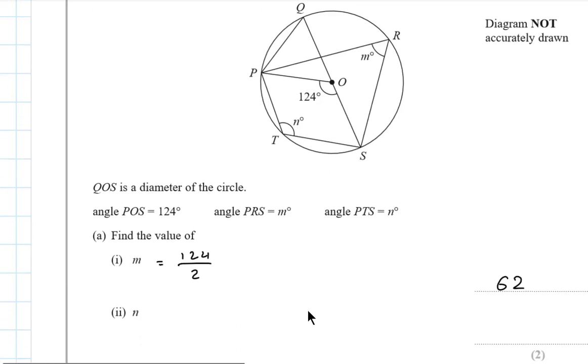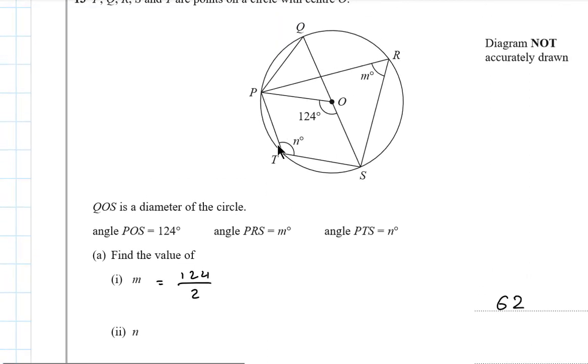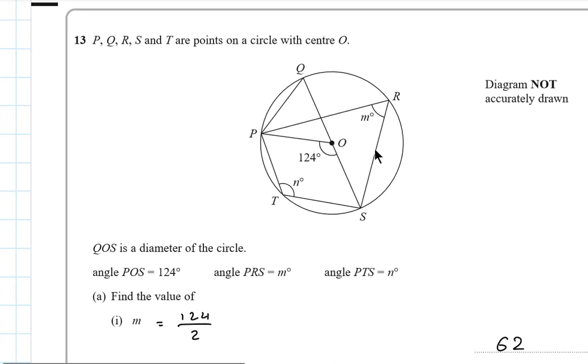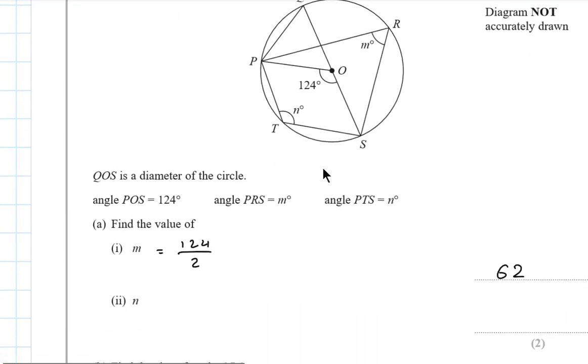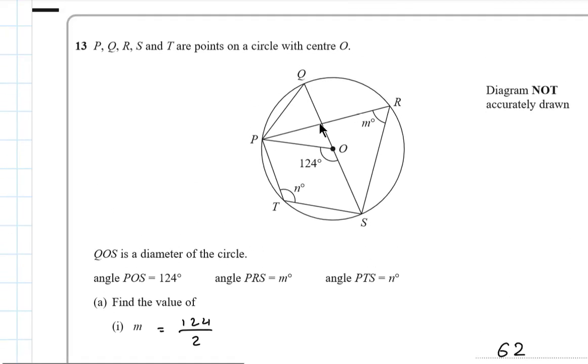Okay, and then n. PTSR is a cyclic quadrilateral, and so n should be 180 minus 62. N equals 180 minus 62, which is 118. Okay. B, find the size of angle QPO. QPO. Where is QPO?